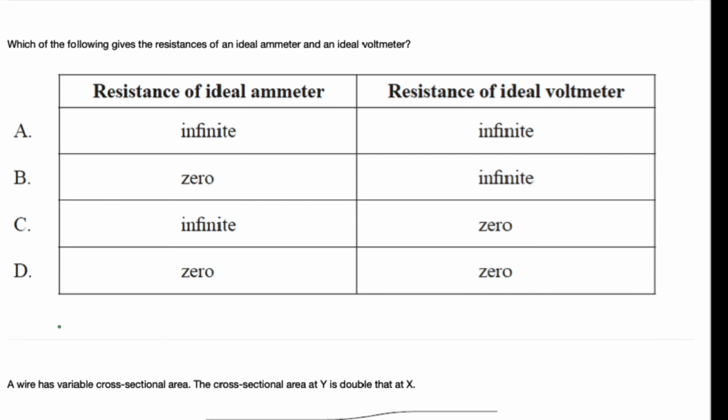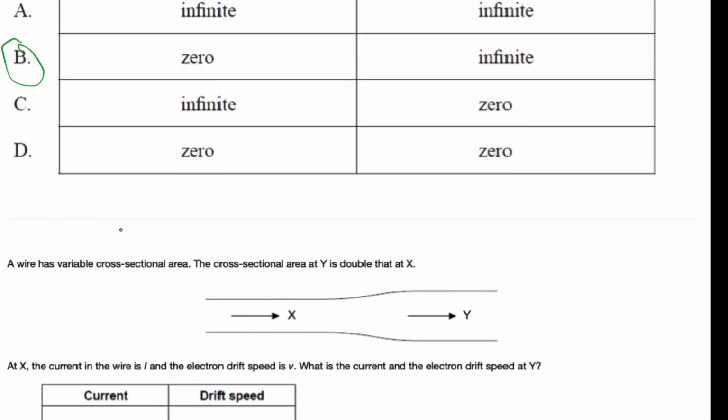Which of the following gives the resistance of an ideal ammeter and an ideal voltmeter? For the ammeter, it's going to have 0 resistance because you want to measure current. For the voltmeter, you're going to have infinite resistance because you don't want any current to flow through the device.